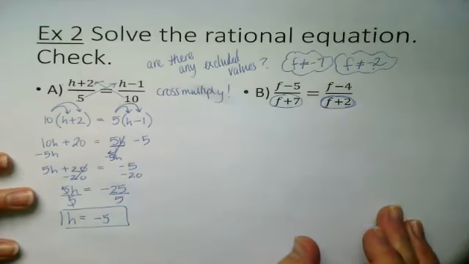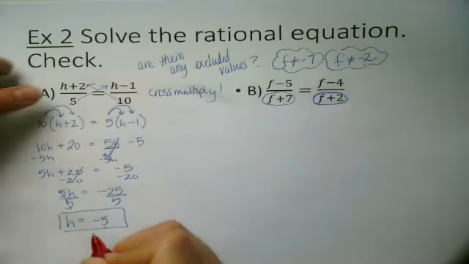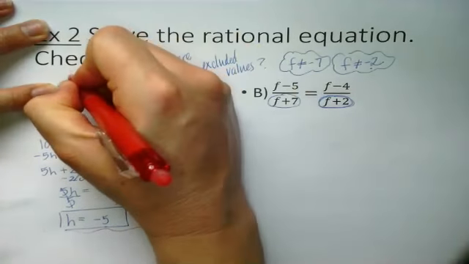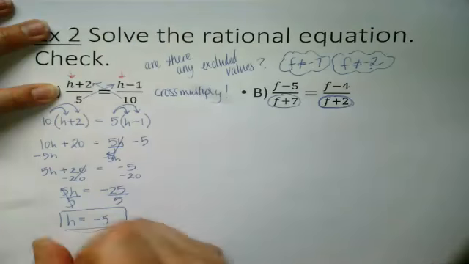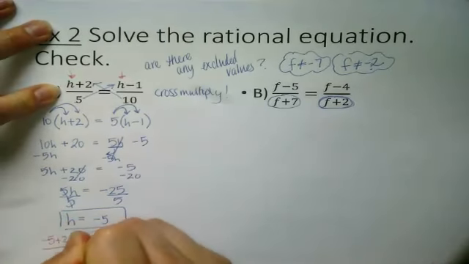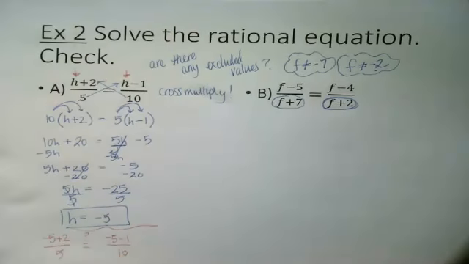These aren't too complicated. You could plug it back in if you wanted to check, but I don't actually think you need to do that. So let's see. If I were to check, then I would take negative 5 and I would drop it in for these h's. So negative 5 plus 2, and that's supposed to equal negative 5 minus 1 over 10.